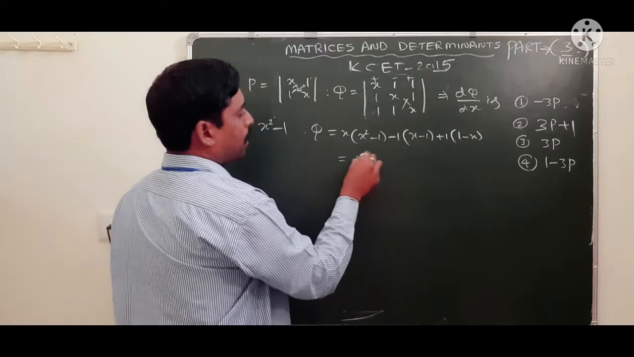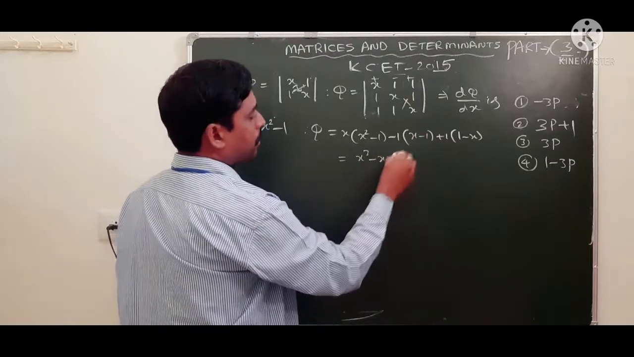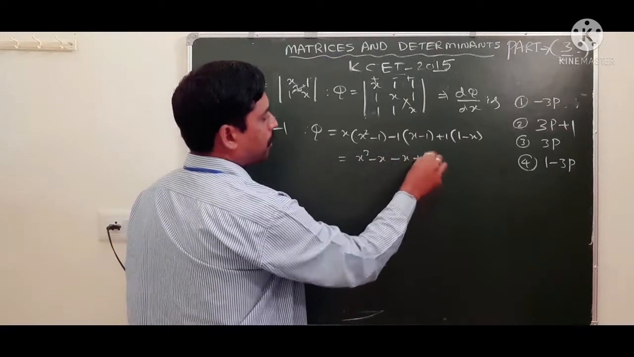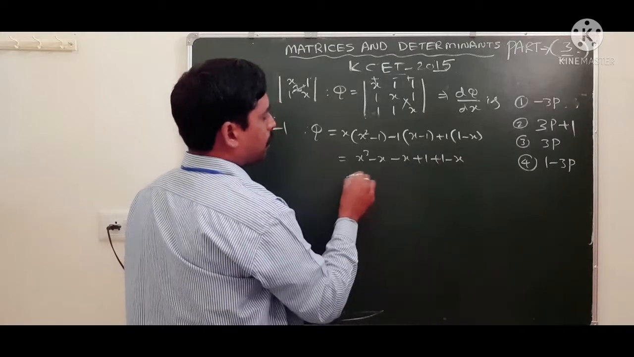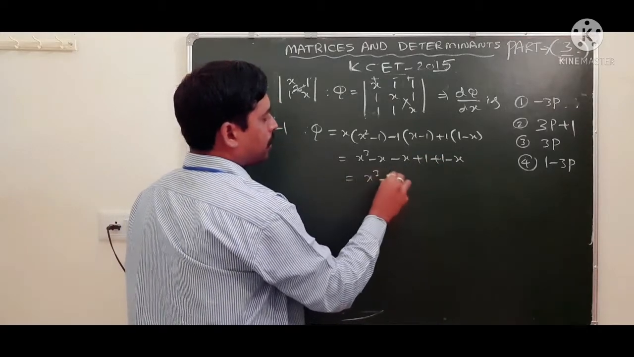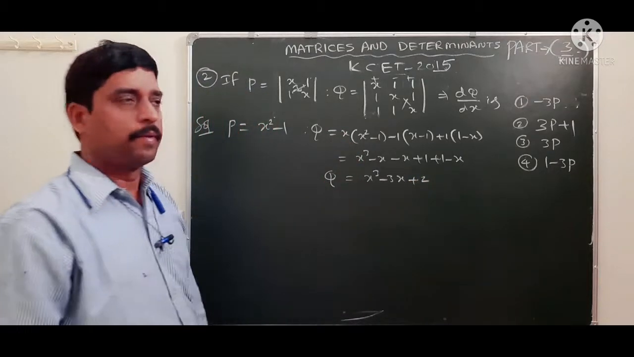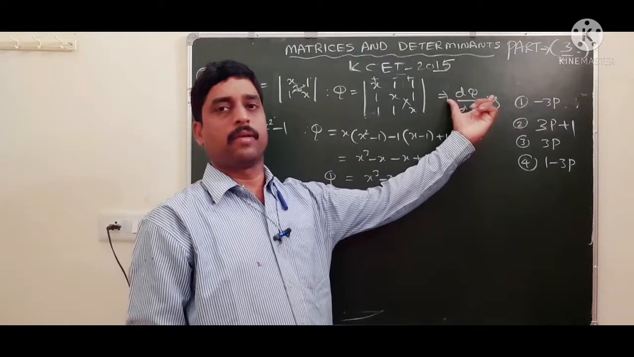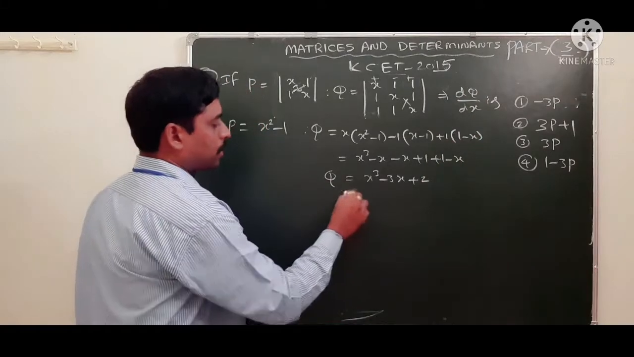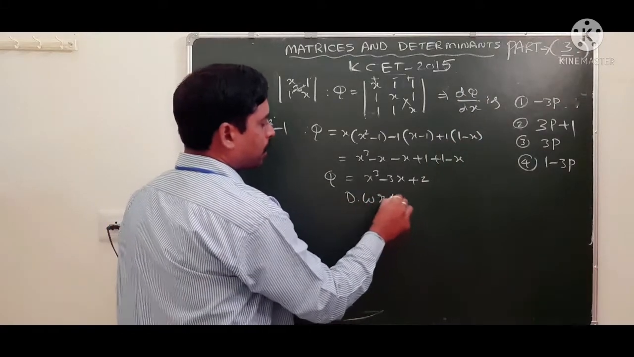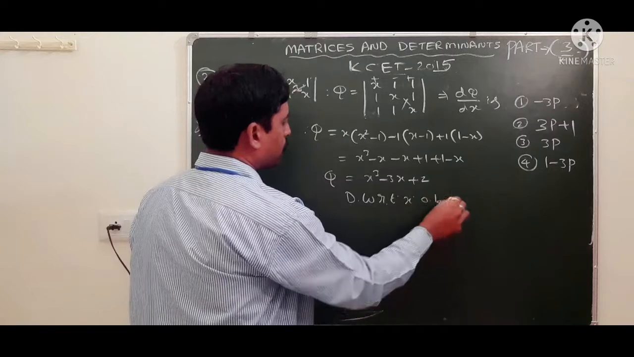This will be x cube minus x minus 1 multiplied to x minus 1 minus x. So x cube minus 3x plus 2. This is q. But what is required? Derivative of q function with respect to x. So derivative with respect to x on both sides.